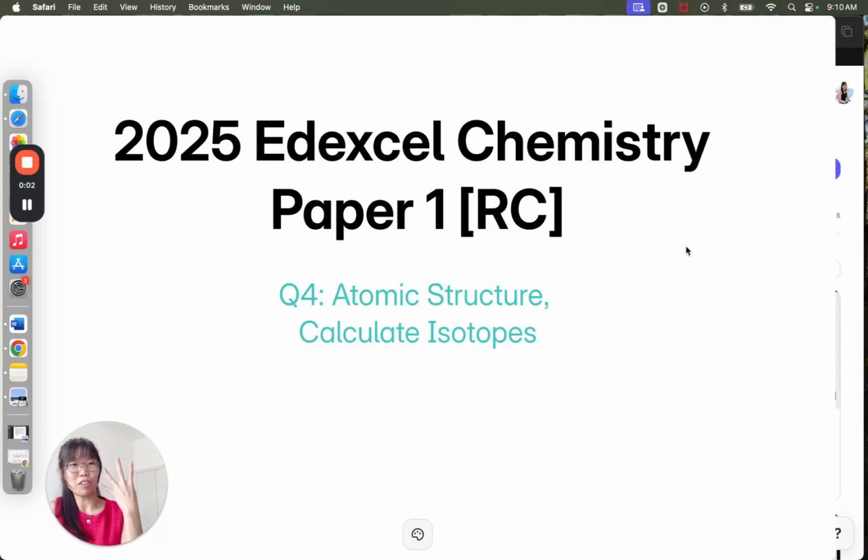Hi, we're back to question 4. With question 4, this is an 11 marks question. That is 10% of the entire paper. This question 4 is actually really easy. It's on atomic structure and calculating isotopes. So let's dive into it, okay?